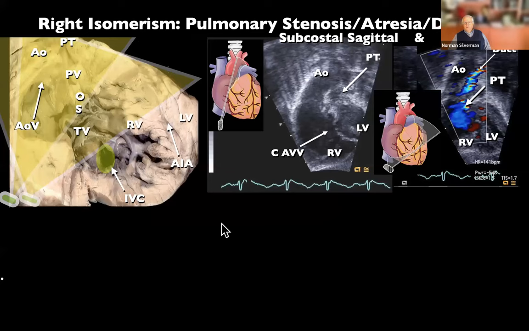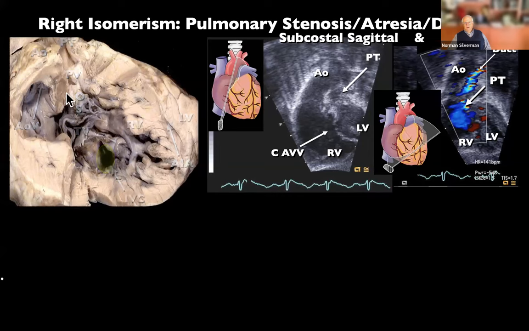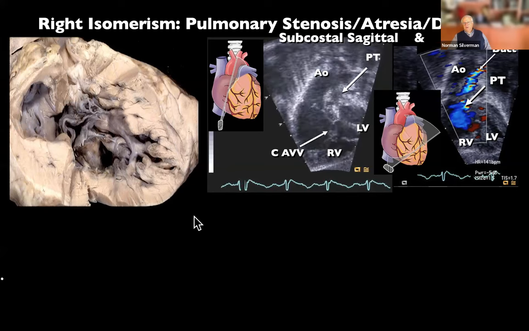This shows pulmonary stenosis and atresia. Here is the aorta. Here's where the pulmonary valve is. The pulmonary valve is hard to see. It's a small little sliver there. Here's the right dominant AV septal defect.